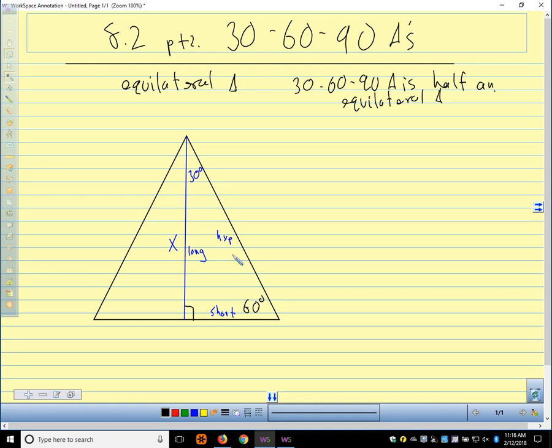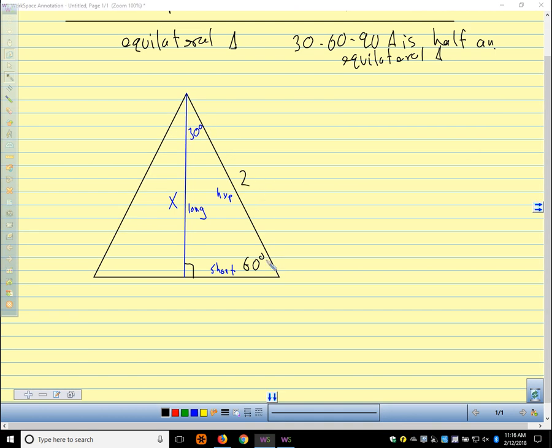I'm going to start with some side lengths. I'm going to start with side length 2. Well, if this length is 2, how long is this piece? It's half of 2, which is 1. And let's run the Pythagorean theorem here. x squared plus 1 squared equals 2 squared. So a squared plus b squared equals c squared. So x squared plus 1 equals 4. x squared equals 3, and x equals the square root of 3.